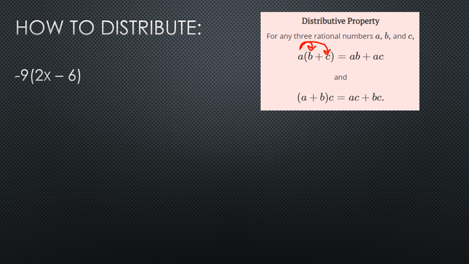My number outside my parentheses is -9, which means I'm going to multiply everything inside by this -9. So when I do that, I have -9 times 2x, and then I'm going to have -9 minus -9 times 6. -9 times 2 gives me -18. Don't forget your variable x. And again, if you wanted to type these into your calculator to double check your signs, that is 100% okay.